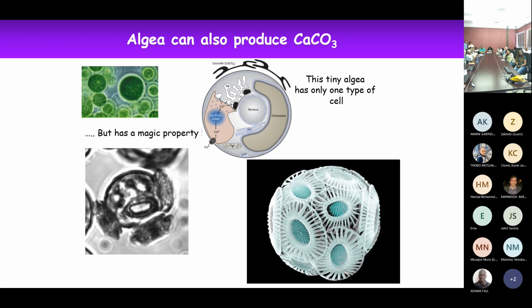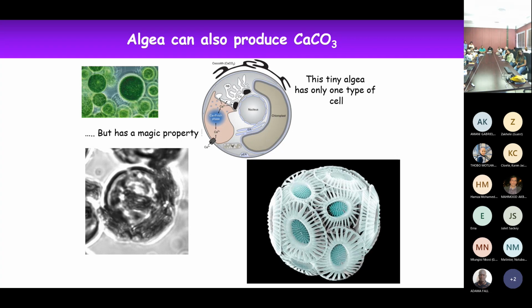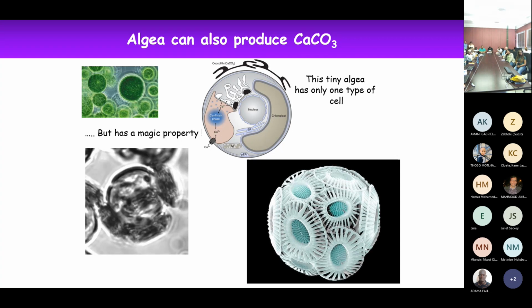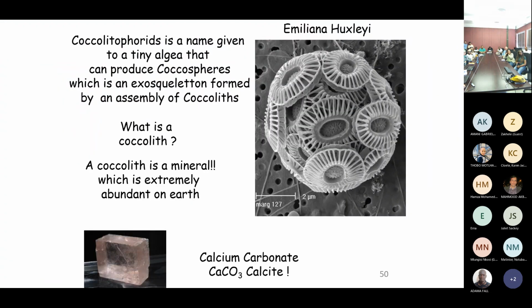And actually, what you see here is what we call the cocosphere. And what is a cocosphere? This is a calcium carbonate material. Those coccoliths here, they are made of pure calcite. Okay? So those are calcites.